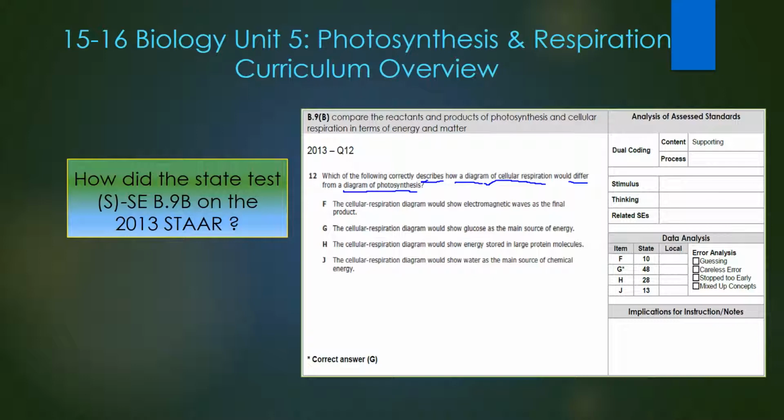Automatically I know that I should see sunlight for photosynthesis. It's my solar energy or radiant energy or light energy, in whatever terms you want to use. I should have carbon dioxide.